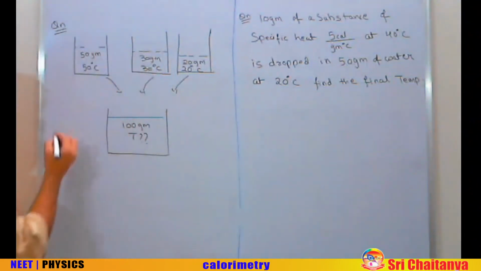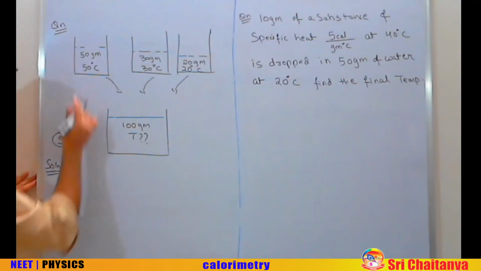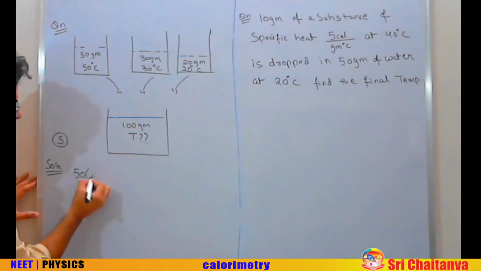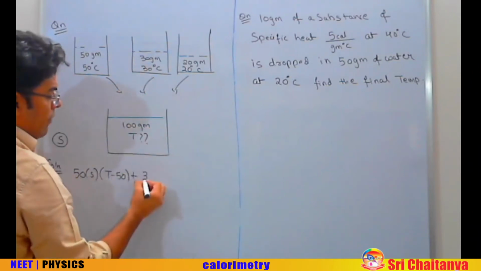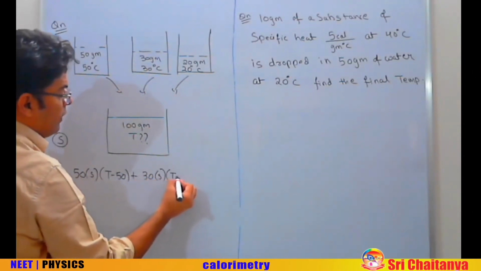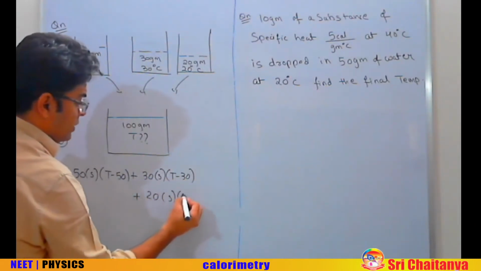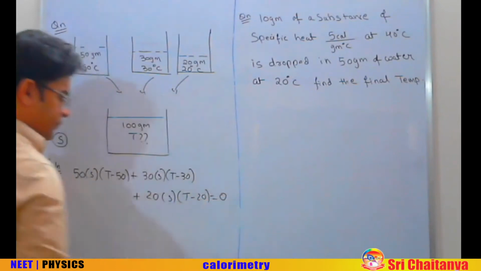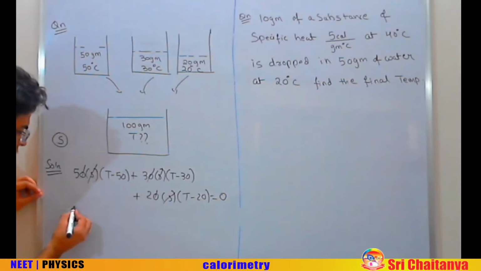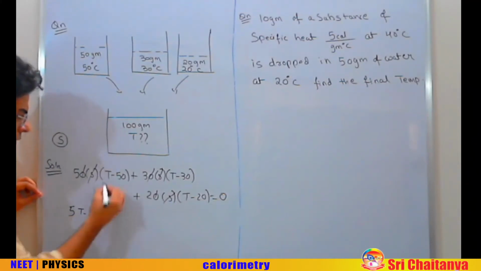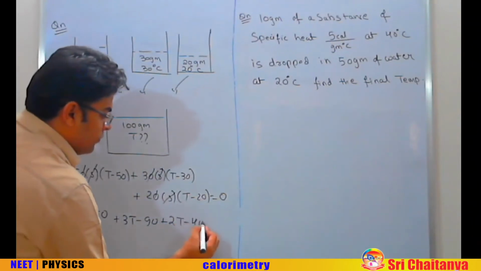Let's say water has specific heat s. Heat given to 1, from initial to final, will be m s delta T, final minus initial. Heat given to 2 is m s delta T, final minus initial, plus heat given to 3, m s delta T, final minus initial, which has to be equal to 0. Cancel out s, 0, 0, 0. So you get 5T minus 250 plus 3T minus 90 plus 2T minus 40 equals 0.